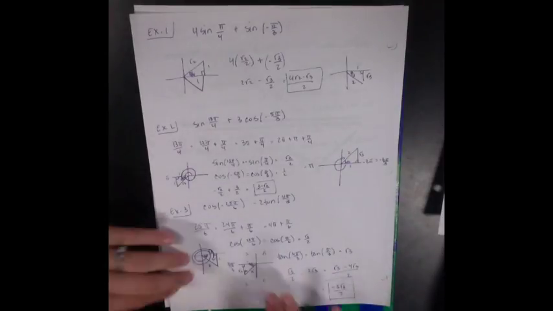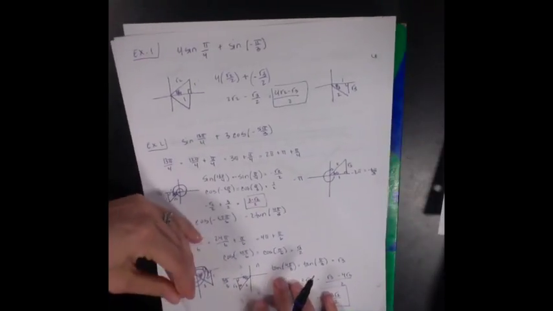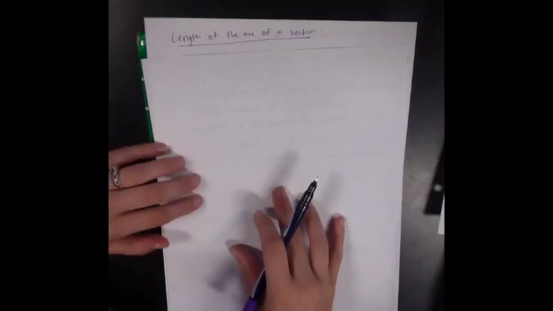Right on. Okay, so you should be really comfortable with trig functions by now, because now we're making it harder with radians. All right, now let's real quick talk about the length of the arc of a sector. The length of the arc of a sector, the formula is the measure of the central angle in radians times the length of the radius.